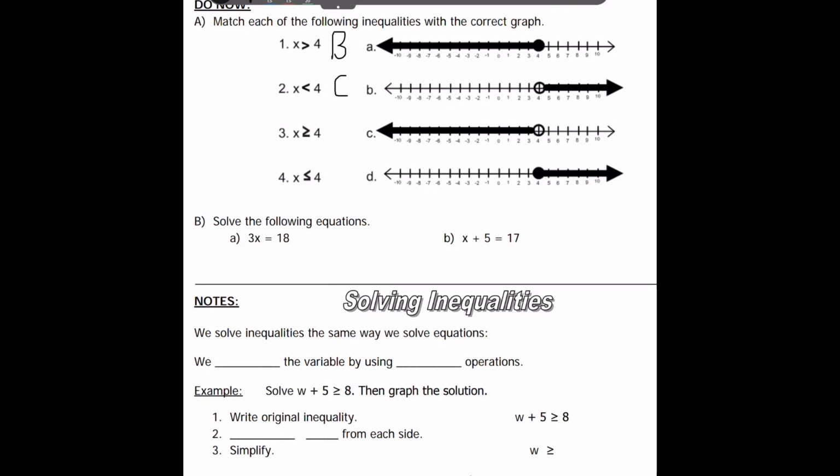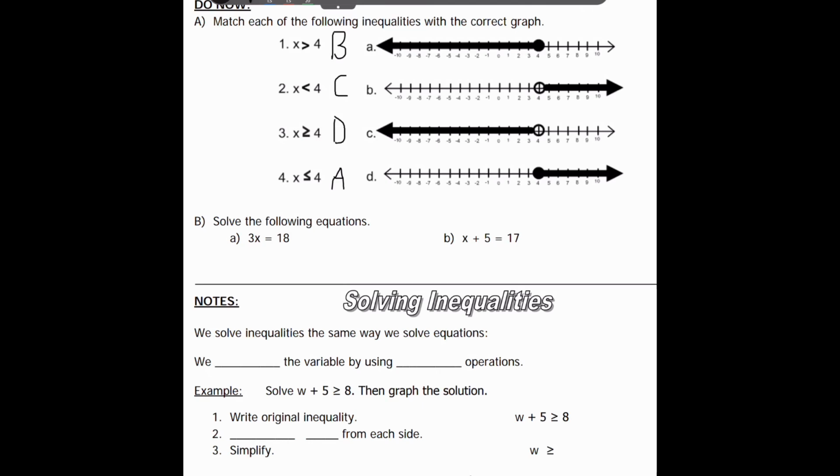Number 3, x is greater than or equal to 4. So we know it needs to be a filled-in circle, which is either A or D, and the graph must be pointing to the right, which is letter D. That means number 4 must be A. Just to check, less than or equal to 4 needs a filled-in circle at 4, which A certainly has, and the ray pointing to the left.